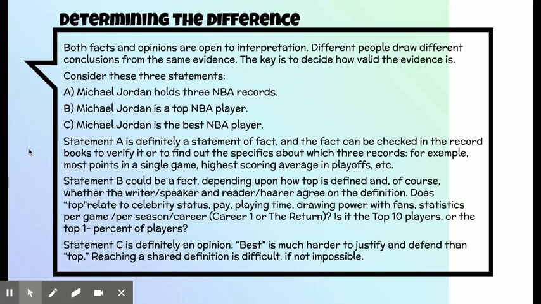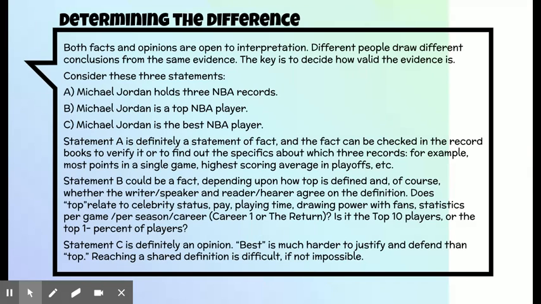Determining the difference, both fact and opinions are open to interpretation. Different people draw different conclusions from the same pieces of evidence. The key is to decide how valid the evidence is. If you say these three statements, Michael Jordan holds 3 NBA records, you can prove that. You can look that up and you can prove that.